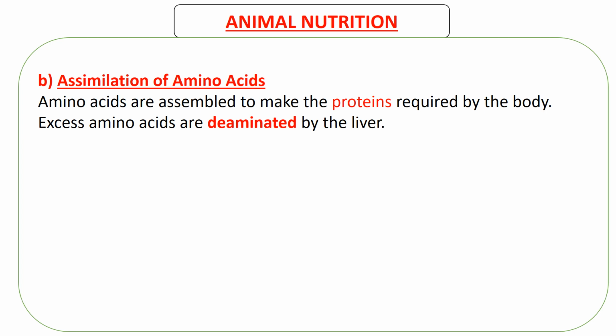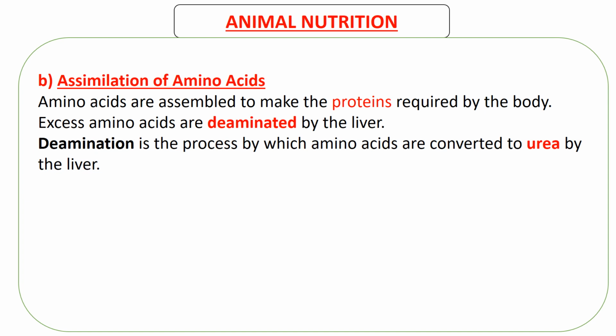But excess of the proteins are deaminated by the liver. To deaminate is to change the amino acid into a compound called urea. So let me just write this. Deamination is the process by which amino acids are converted to urea by the liver. So this urea is a substance that ends up making urine. We're going to learn how this is converted to urine. So urea is one of the major components of urine. Okay, so the amino acids are converted to urea, so that they can be taken outside the body by urinating.